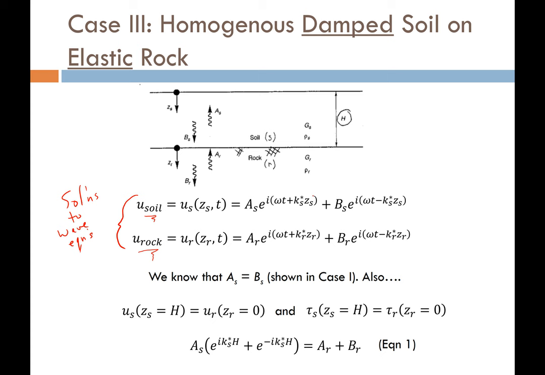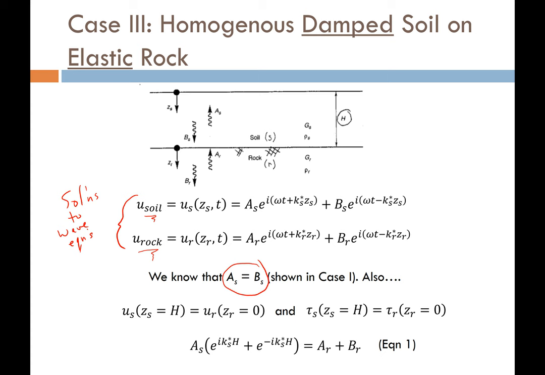And then we're going to have our own coefficients for the soil, and our own coefficients for the rock. So things are getting pretty hairy pretty quickly. Now we know from the previous cases that we've solved that the coefficients for the soil equal one another, as we derived in case number 1. We also know a couple of other things.